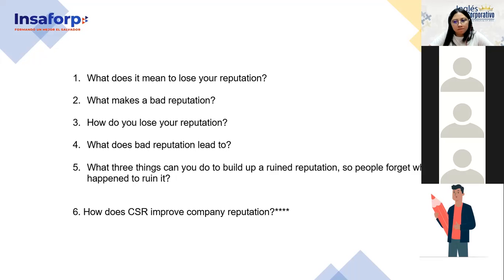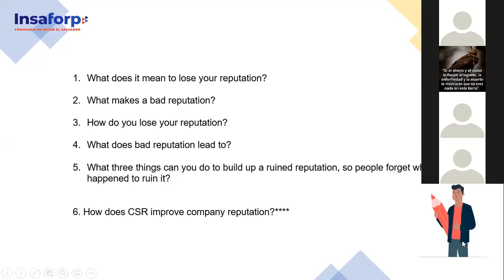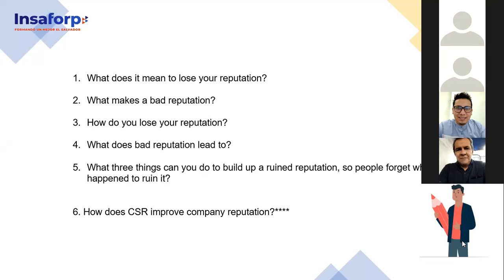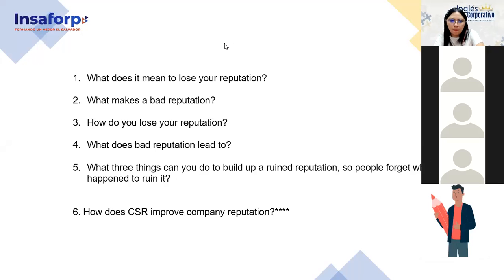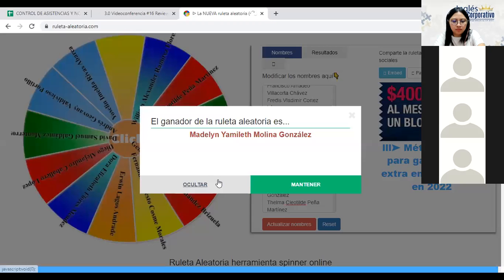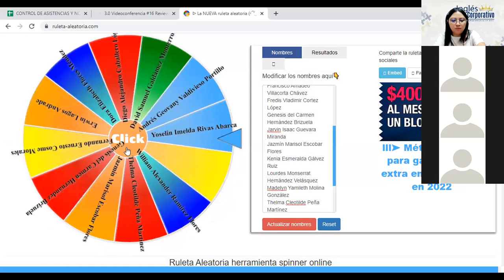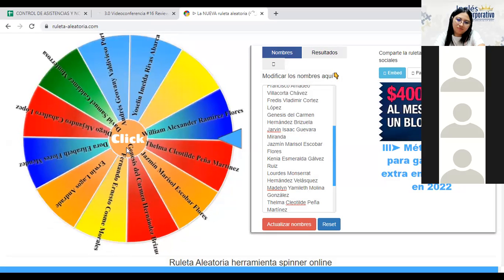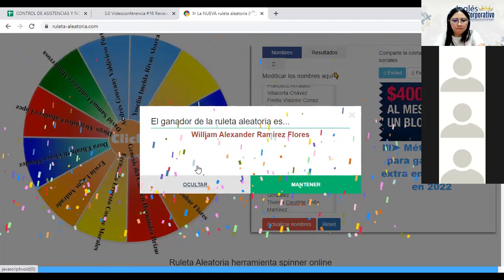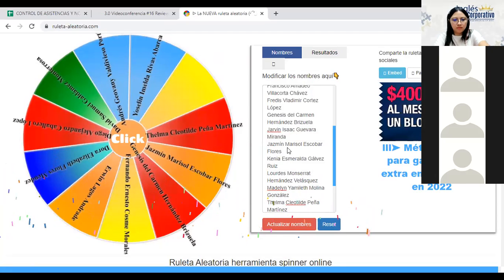Who was the other one? It was Lourdes and who else? ¿Quién fue el que salió? Vamos a ver. Madeline. Madeline, let me look for her. I guess she's not in the class, right? Madeline, no. So let's pick another one. Okay, same question. Okay, William. Number four, William.